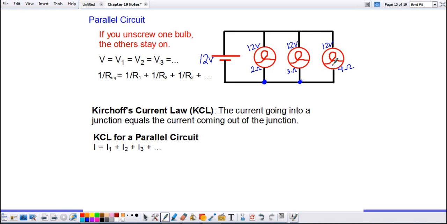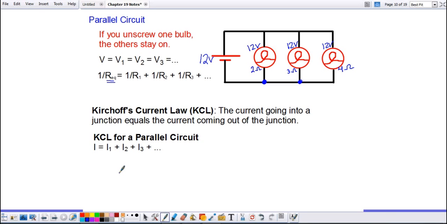Another big difference is how we calculate the equivalent resistance. Remember, the equivalent resistance is what the resistance of the battery is if you were to combine all of these. So if you were to take all of these and make them into one big light bulb with a resistance, the resistance would be the equivalent resistance.